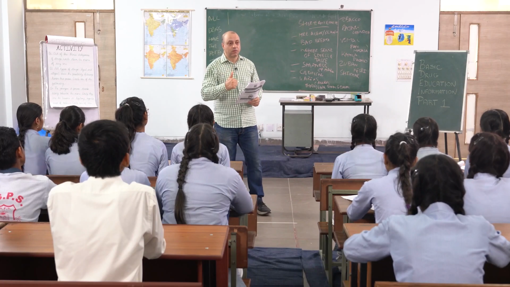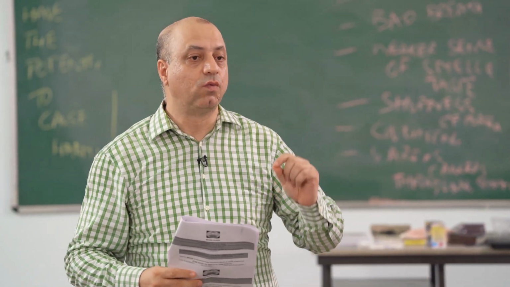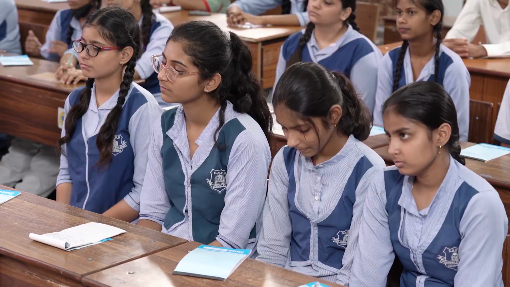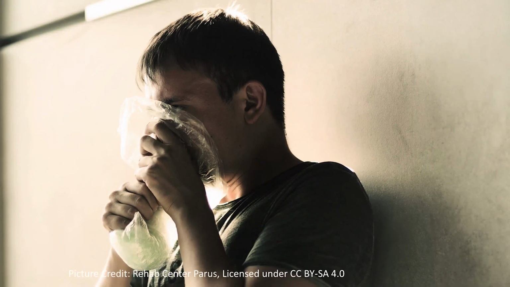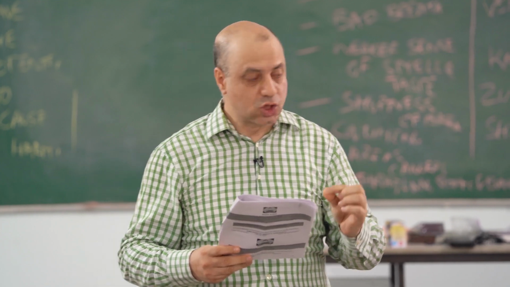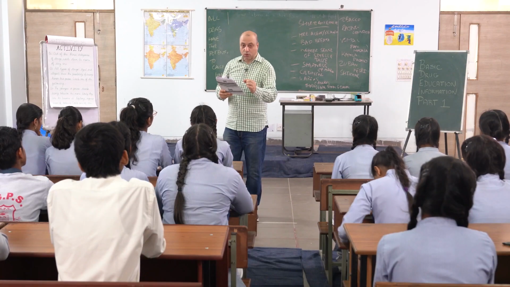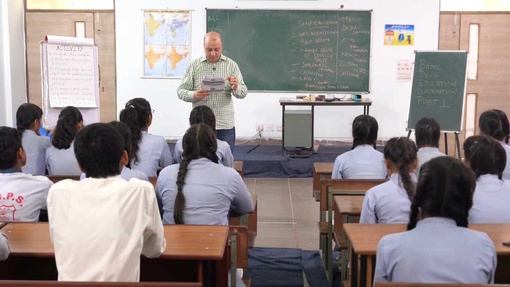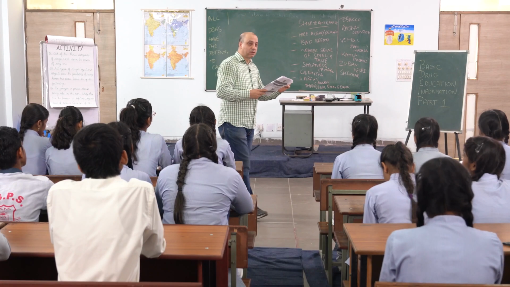So we discussed alcohol, we discussed tobacco. Now we'll discuss volatile substances. Volatile substances are inhalants, a drug which is inhaled. Volatile substances are divided into three key groups. Solvents, which can be glue, petrol, paint thinner, nail polish remover, paint remover. These are some of the examples.